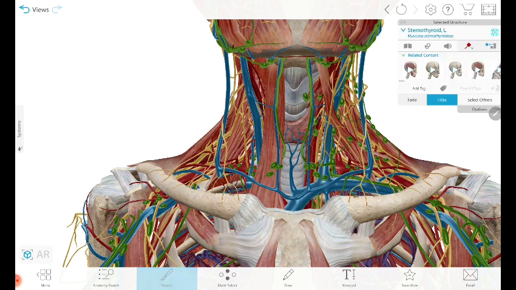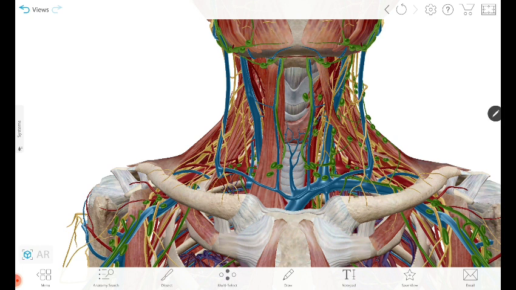So we have seen the lateral boundaries of the thyroid being formed first by the platysma muscle, then by the sternocleidomastoid muscle, then by the sternohyoid muscle, and then by the sternothyroid muscle.